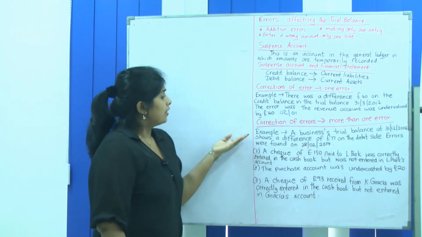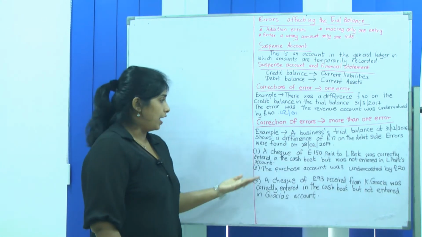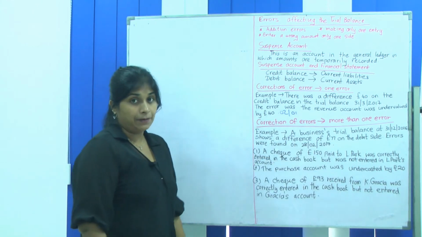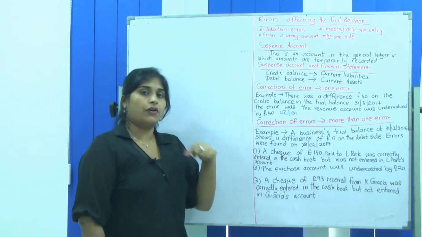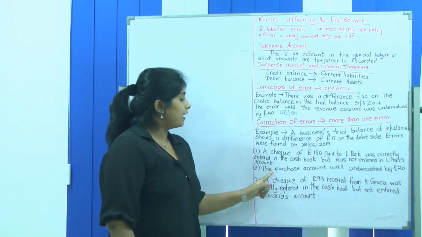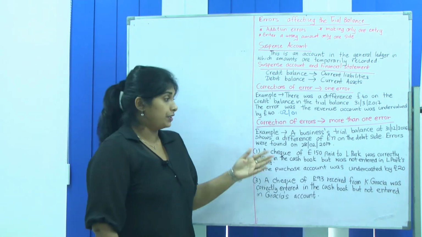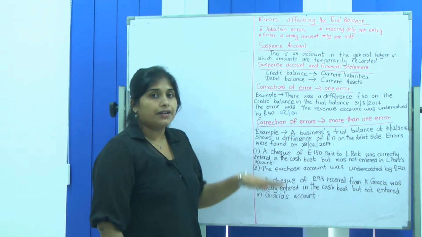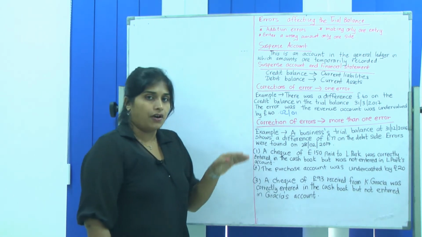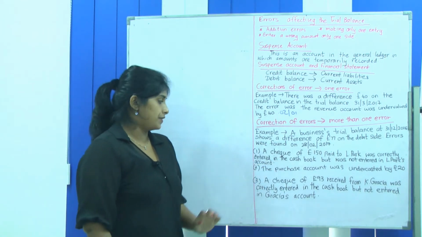First we'll read. The first error was a cheque of 150 paid to L Parker was correctly entered in the cash book but not recorded in L Parker's account. So only one entry was written, and the other entry was omitted. The second error is that the purchases account was undercasted. So the purchases account was undercasted by 20 pounds. For example, if it was 120 but they recorded it as 100, then 20 pounds was undercasted in the purchases account.